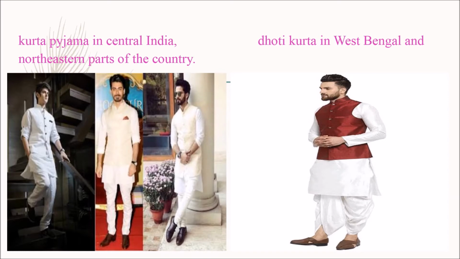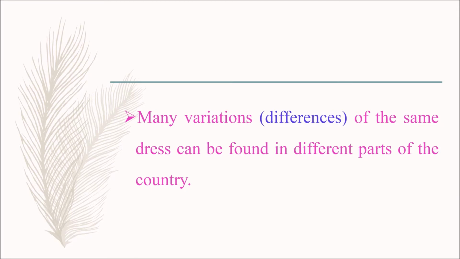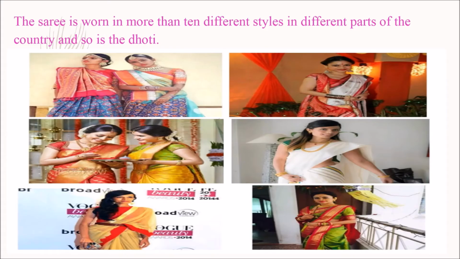Kurta Pajama in Central India, Dhoti Kurta in West Bengal and northeastern parts of the country. Here we can see the pictures of Kurta Pajama and Dhoti Kurta. Many variations. Here variations means differences. So many differences of the same dress can be found in different parts of the country. The sari is worn, which means wear, in more than 10 different styles in different parts of the country, and so is the dhoti. In this picture, we can see some women wearing different styles of saris.